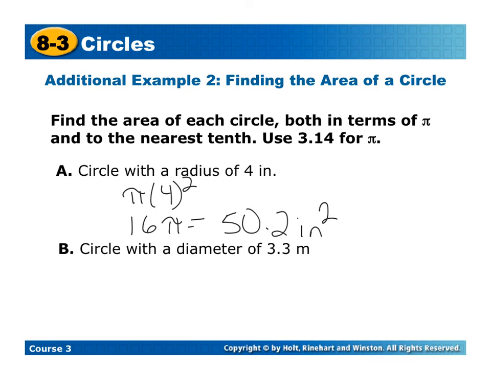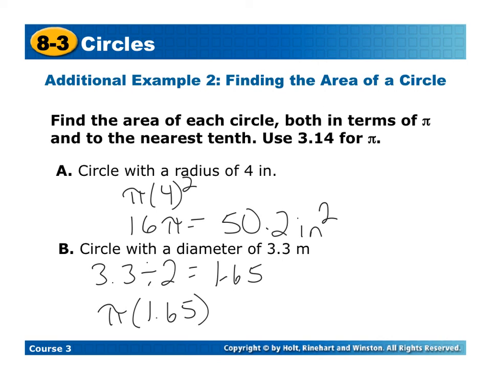Now here we have a diameter, so first thing we have to do is figure out the radius. So it's 3.3 divided by 2, which is going to give us 1.65. So that's the radius. So now I have pi times the 1.65 squared, which is just 1.65 times 1.65, which gives us 2.7225 pi. So that's in terms of pi. I'll take that and multiply it by 3.14. It's 8.54, but rounded to the nearest tenth, it's going to be about 8.5 meters squared.